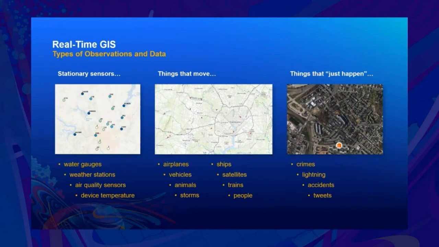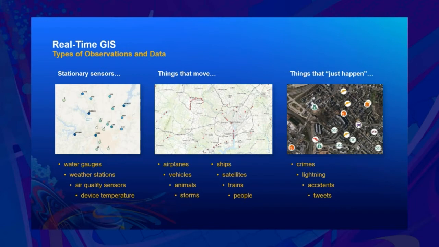Before we can talk about GeoEvent Server and its real-time capabilities, we first need to understand what is real-time data. And in its simplest form, real-time data is observational data. Traditionally, this is thought of as things that move, whether it be cars, ships, planes, or maybe even storms, just to name a few examples.